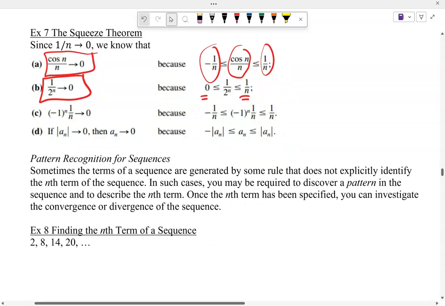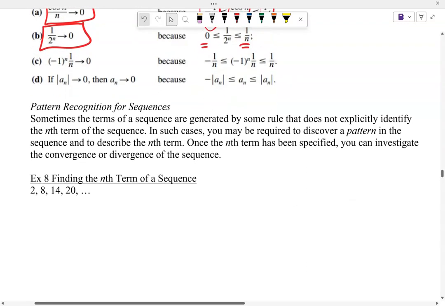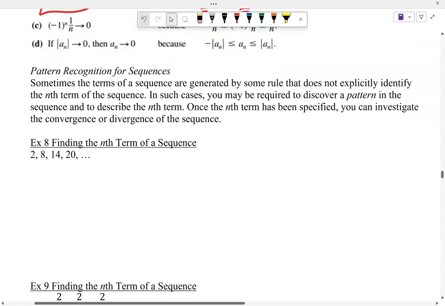All right, let's look and see now. Sometimes you're just given a sequence and you're not given the explicit formula, and you're just expected to come up with, hey, can you discover the pattern, right? And then we can investigate convergence or divergence of the sequence, right? But it's nicer, obviously, if you have that formula in order to investigate that.